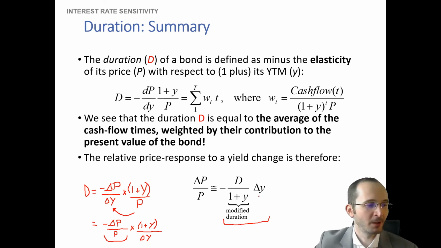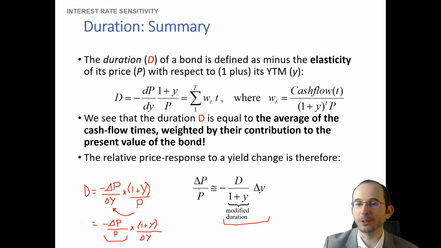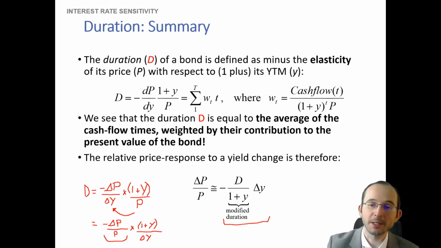Now, let's separate that out into two components. Let's take the D over 1 plus y. We're going to call that modified duration. We also need to bring the negative over because we don't want the negative change in price, we want positive. So we'll bring the negative over to the other side of the equation by multiplying both sides by -1. So now we have the modified duration, where we've taken our original duration measure, rescaled it by 1 plus yield, times the change in yield.